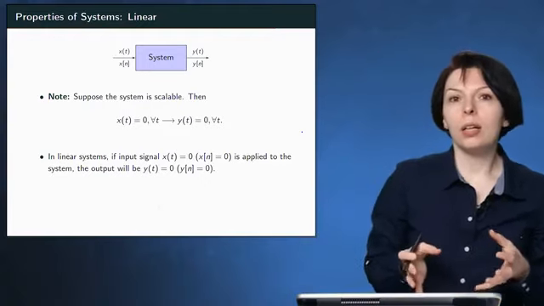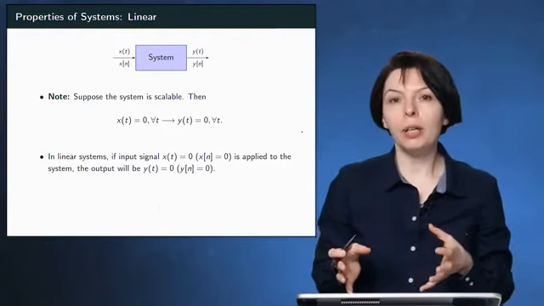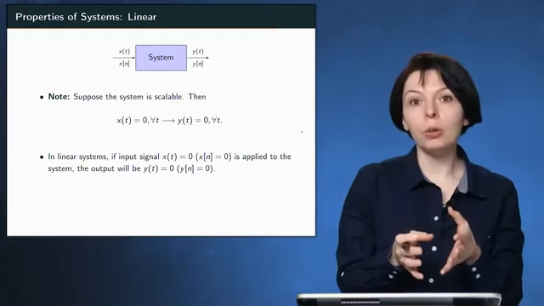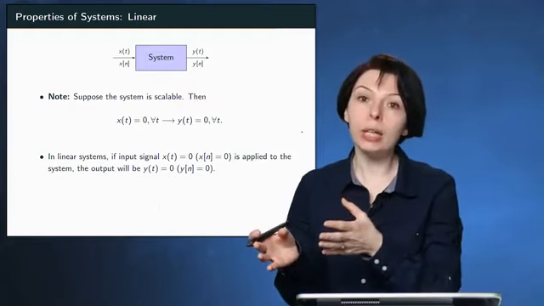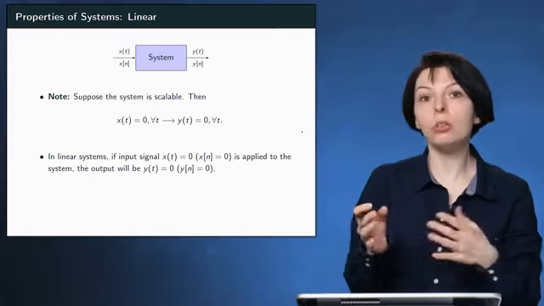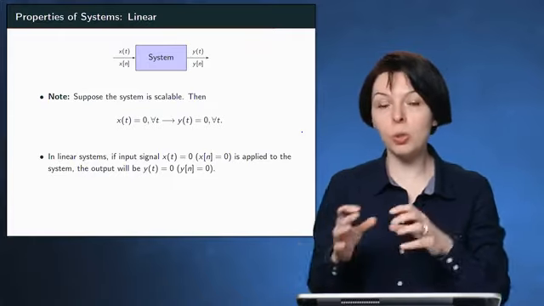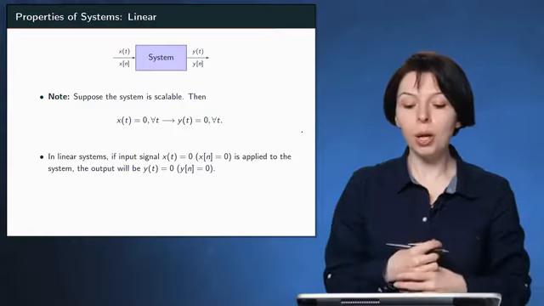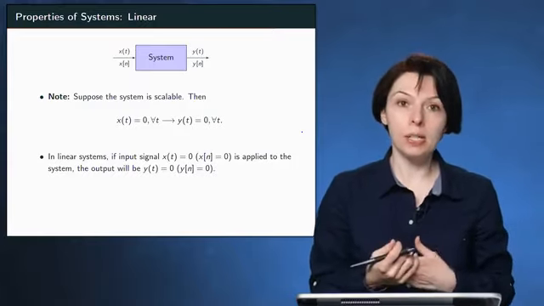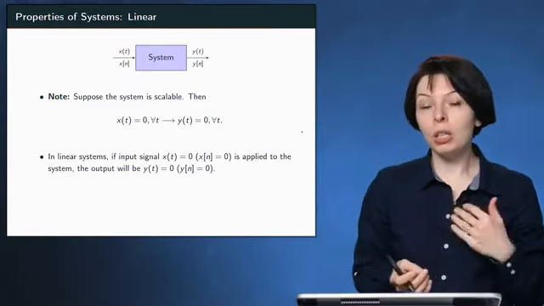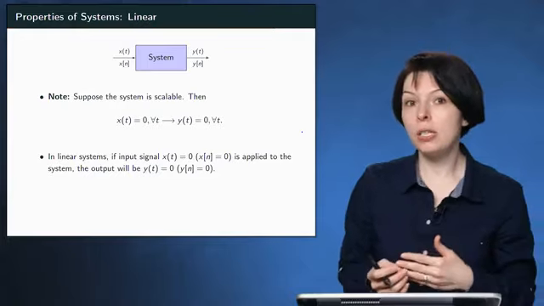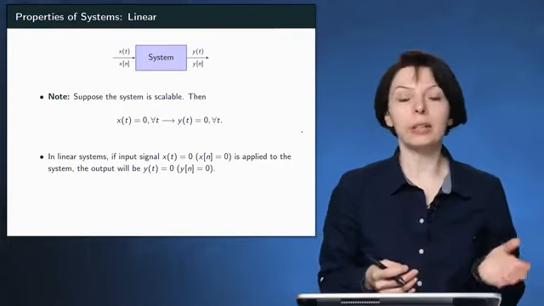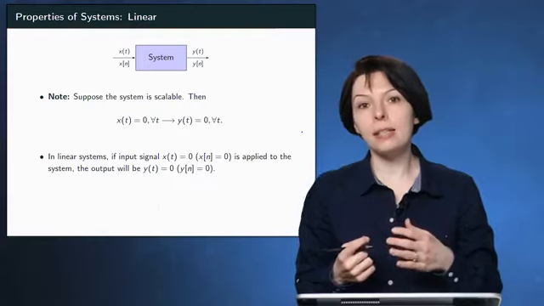Suppose the system is scalable. Then if x of t is 0 for any t value, y of t is going to be also equal to 0 for any t value. You can refer to the reference note to see the proof of this property of scalable systems. Now we know that our linear systems are scalable in addition to being additive.